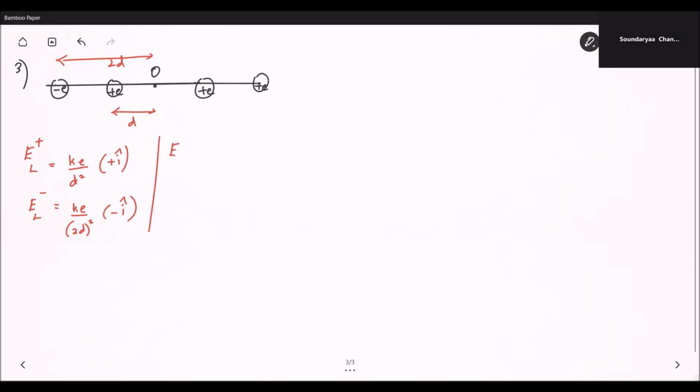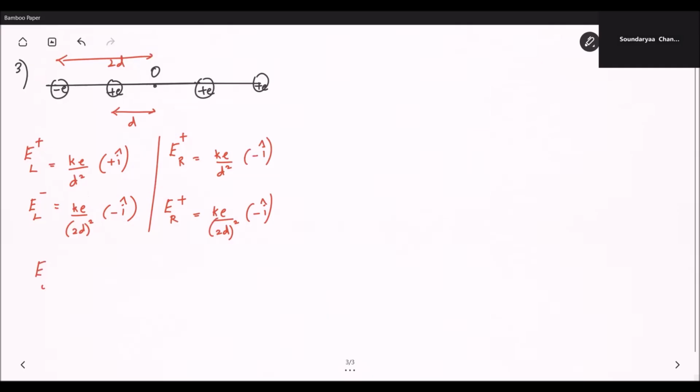Then the electric field at the center O due to the positive charge present on the right side is Ke by d square into minus i cap, because the electric field is radially outward for a positive charge. And then the electric field at the center O due to the other positive charge present on the right side is Ke by 2d the whole square into minus i cap.